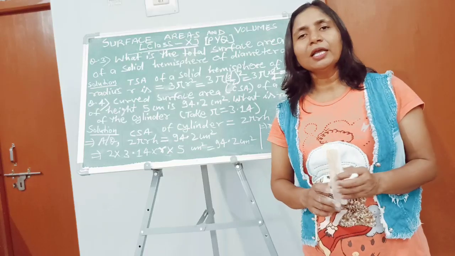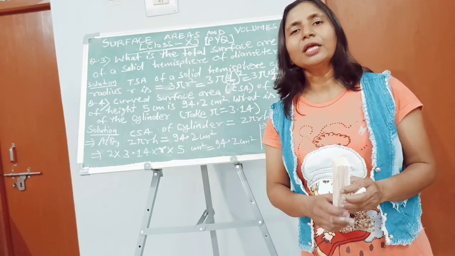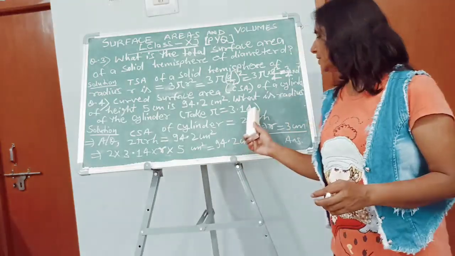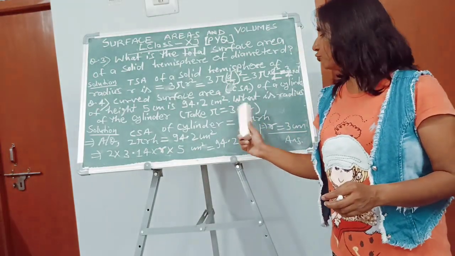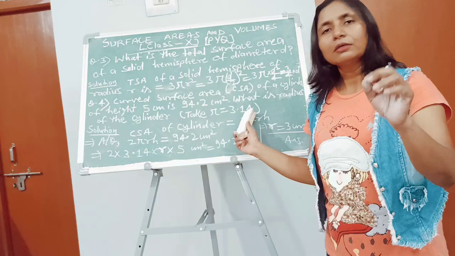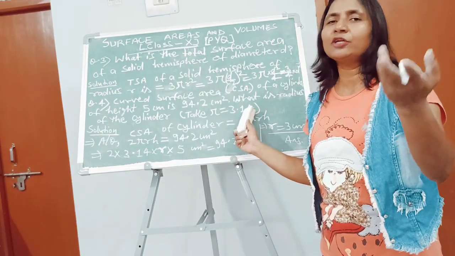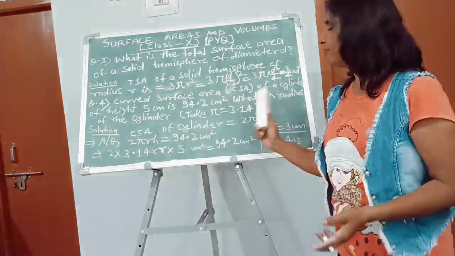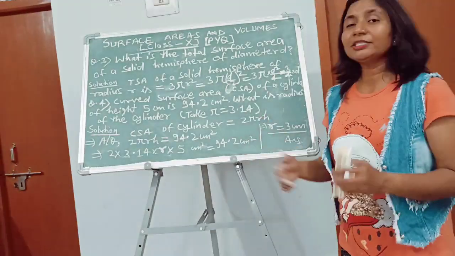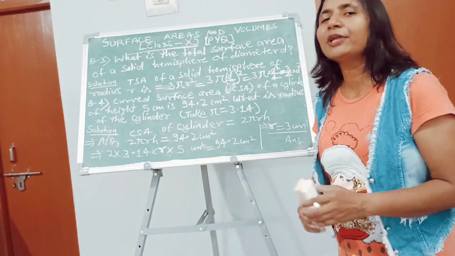Especially, dear children, if it is already mentioned in the question that you have to take the value of pi equal to 3.14, then you must use this value. Otherwise you are free to use either 22/7 or 3.14. So let us try to find out the value of the radius of this cylinder.